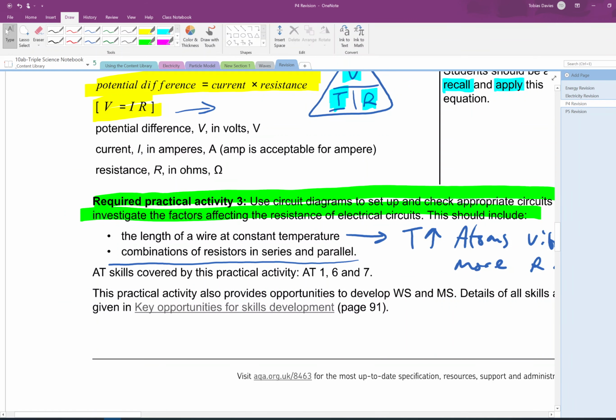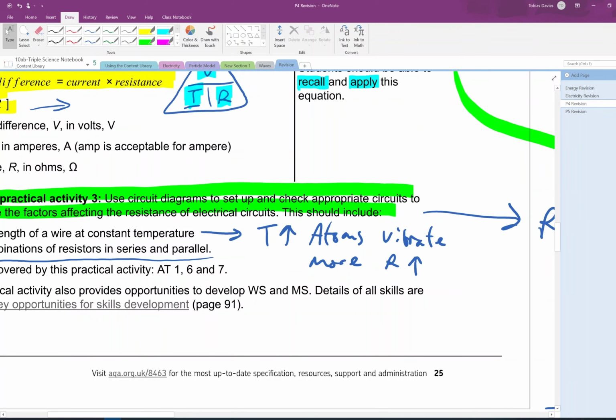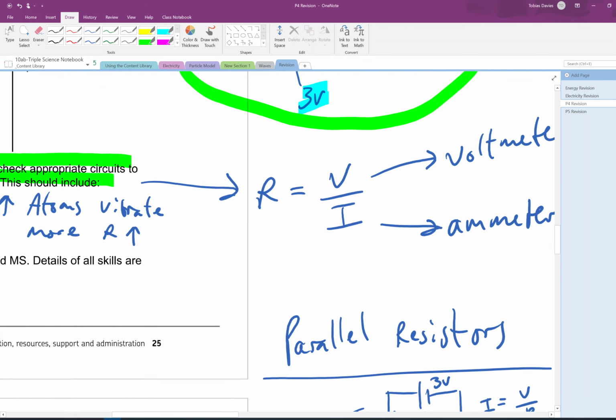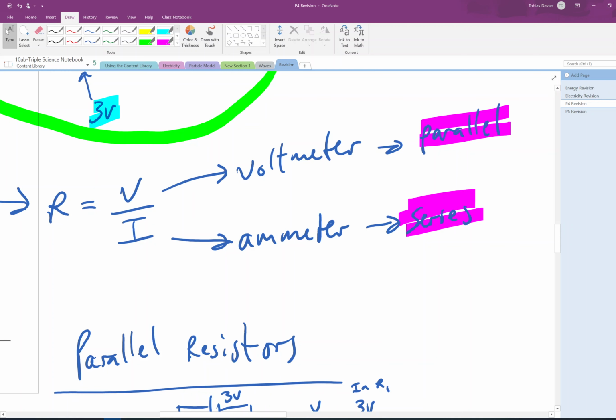If you look at the length of a wire at a constant temperature, a wire at constant temperature will have a constant resistance, but there are factors that affect resistance, like temperature. If you heat a wire up, the atoms vibrate more, and that means those atoms get in the way of the electrons more, so the resistance increases. When you're doing your measurements, you would need to have your voltmeter in parallel, because that's how they work, and your ammeter in series.